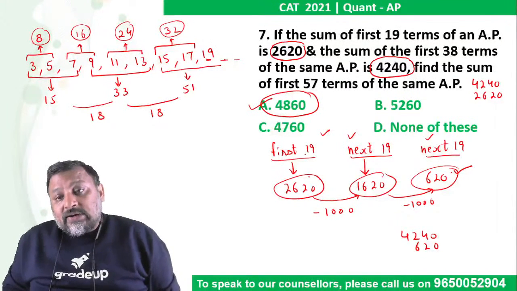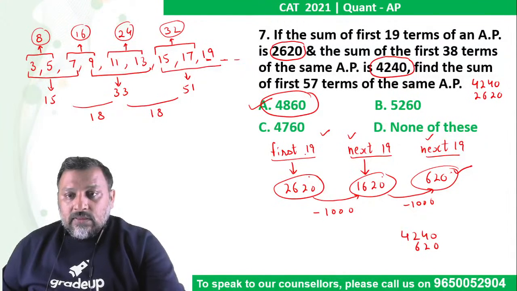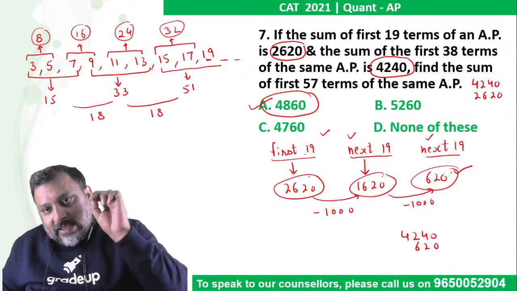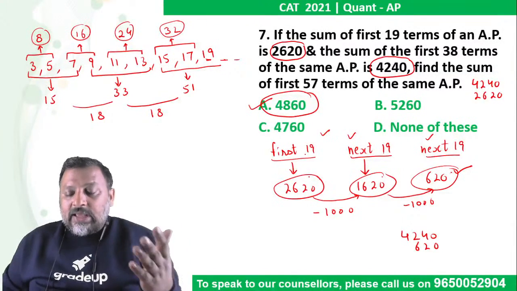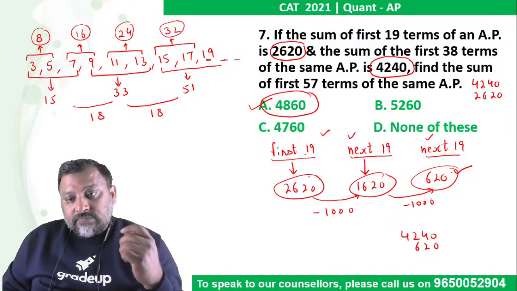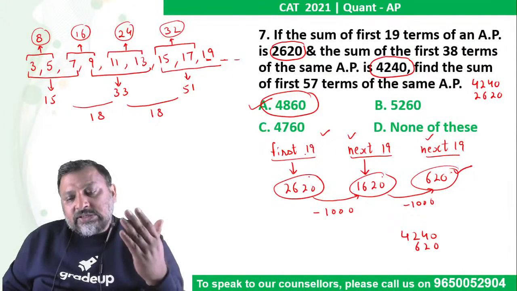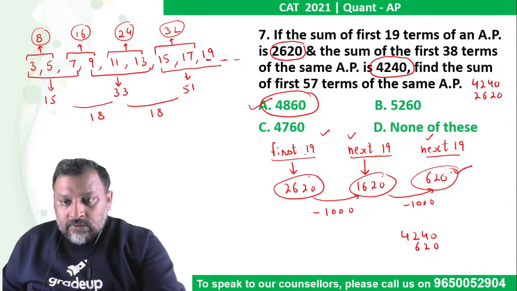Is this method clear to everyone guys? See, if it is an AP, then even if I take 3 terms at a time, 5 terms at a time, 8 terms at a time, it will remain an AP. So we are using this property of arithmetic progression. If you understand, please say yes. If you have some confusion, you can ask me to explain again.